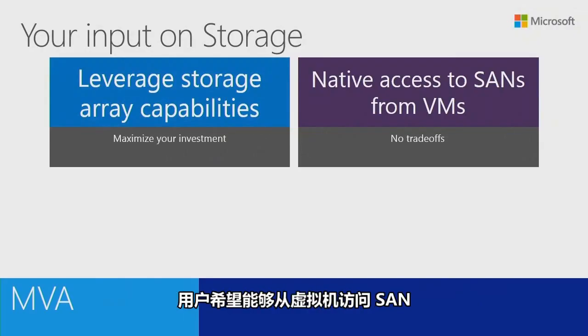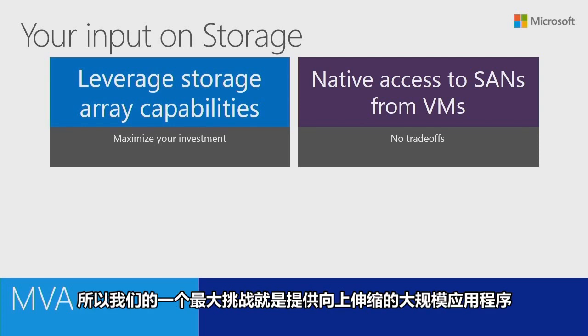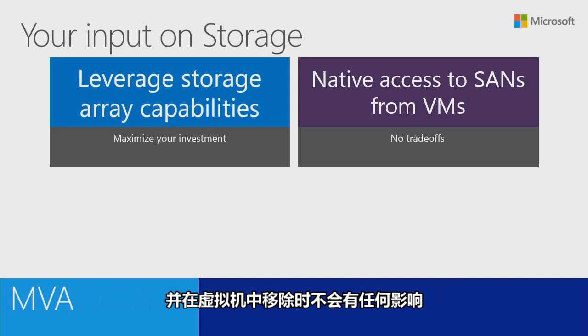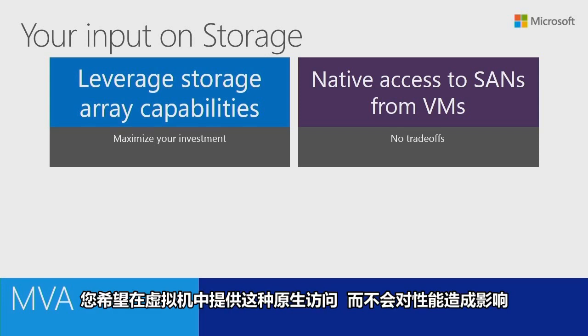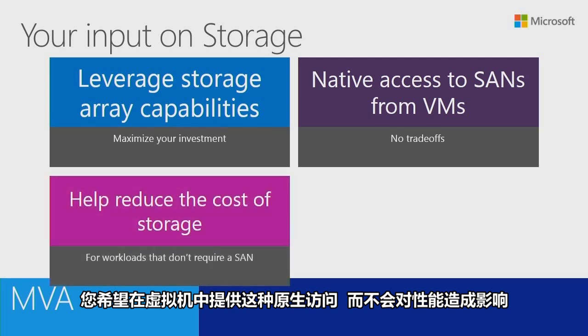Also, I want to provide native access to my SANs from virtual machines. One of the threads that we've been having throughout this discussion is the ability to provide scale-up, large-scale, massive applications, massive workloads, and move those into virtual machines without any sort of compromises. A large chunk of these applications tend to be attached to a SAN, perhaps fiber channel, iSCSI, and you want to be able to provide that native access within the virtual machines without any trade-offs.